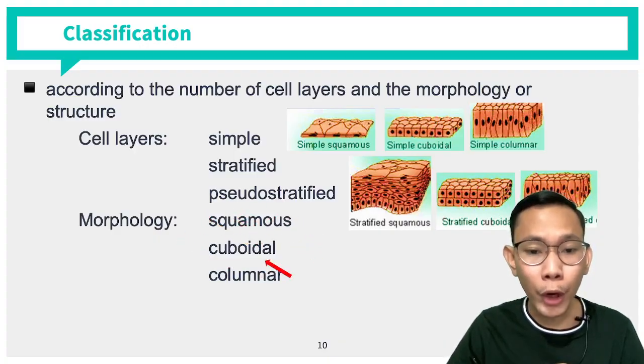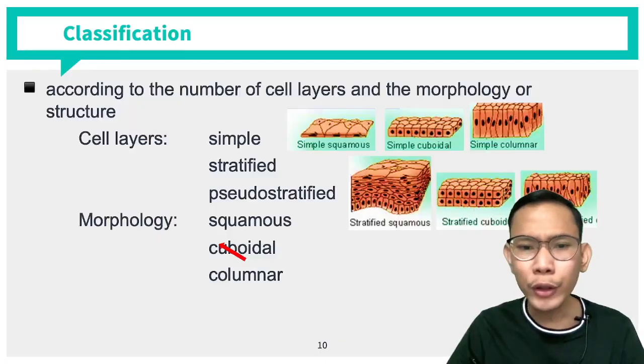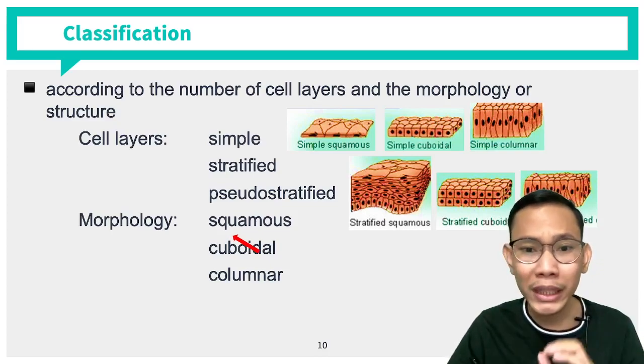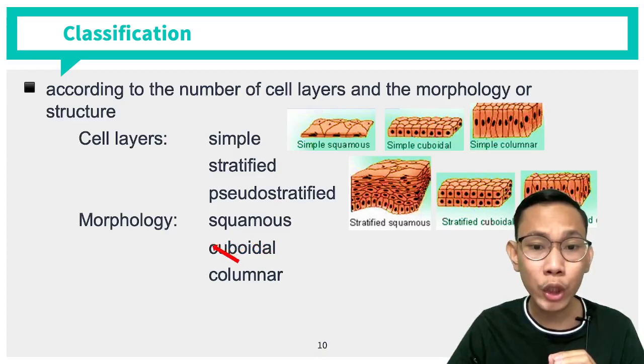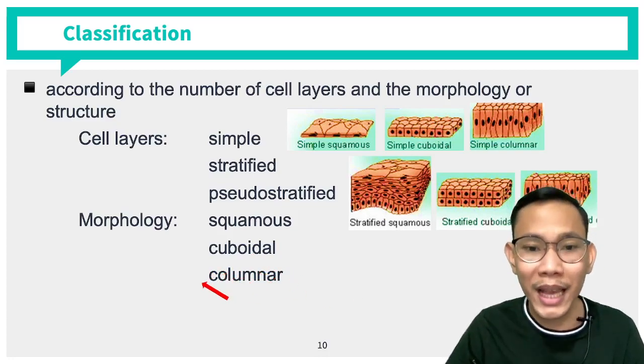When we say cuboidal, on the other hand, the cells are round or somewhat cuboidal, and they are as tall as they are wide. Meaning there is an equivalent tallness and wideness. That's why it is a cube. When we say columnar, on the other hand, they are taller than they are wide. So let's have an example.